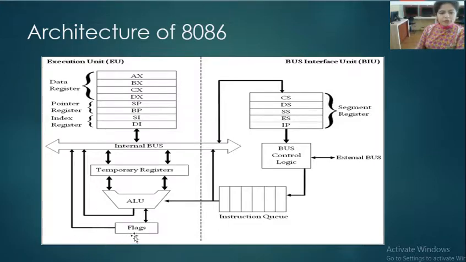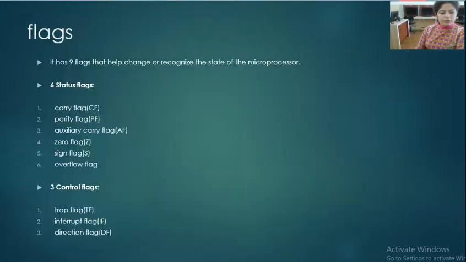Now next we have to study flags of 8086. So let's start with this. In the 8086, there are total 9 flags. So 9 flags are divided into two categories. There are 6 status flags, whereas there are 3 control flags.